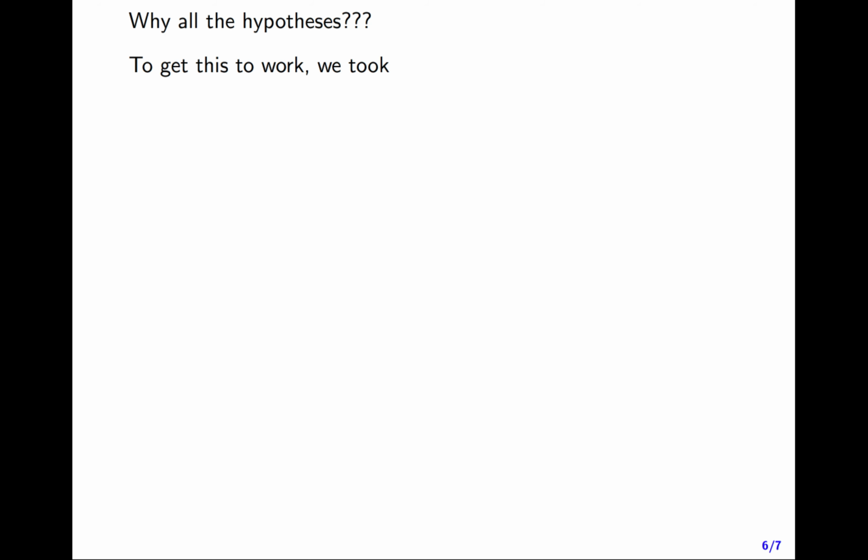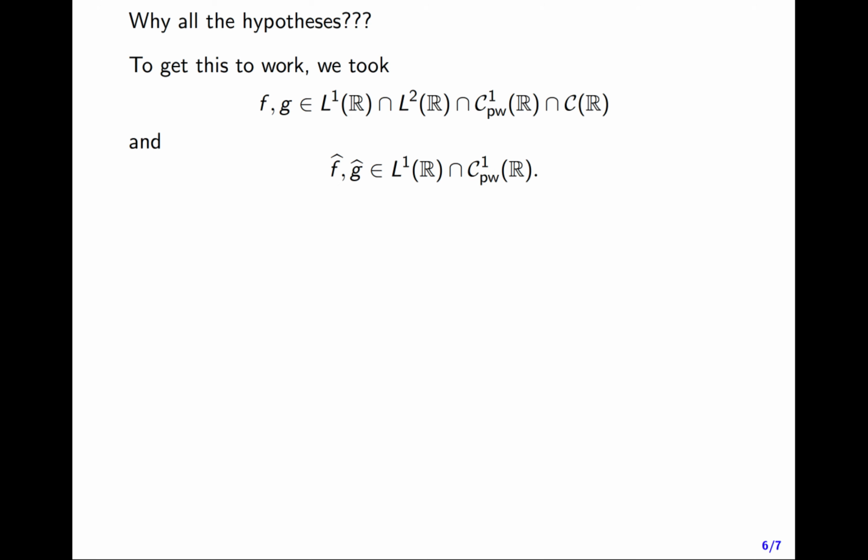So why did we need all these hypotheses, these elaborate function spaces for f and g? Remember, to get this to work, we took f and g in L1 and L2 and C1 piecewise and continuous. Remember that a function can be in C1 piecewise and not be continuous, so the last two intersections are actually important. And we also assumed that f hat and g hat were in L1 and they were C1 piecewise too. Why did we need to do this?